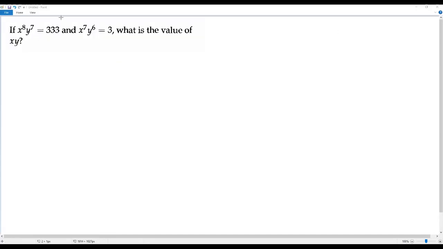Here we have the next question. Okay, let's go to the problem. If x to the 8th power times y to the 7th power equals 333 and x to the 7th power times y to the 6th power equals 3, what is the value of x times y?